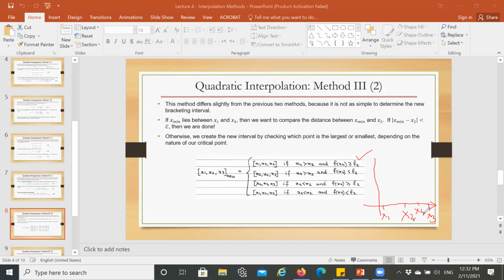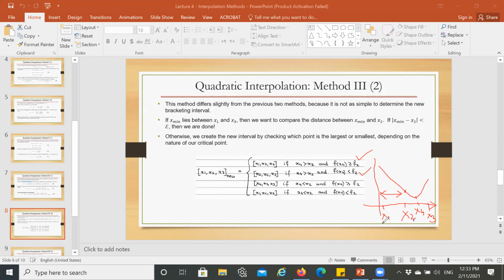Obviously x4 is greater than x2, yes it is, and the functional value of x4 is less than that of x2. That means we have some function like this, where the functional value of this point is greater than this one. So that's why we can discard this area, and we can say these are our new points. So that is case 2. Clear?